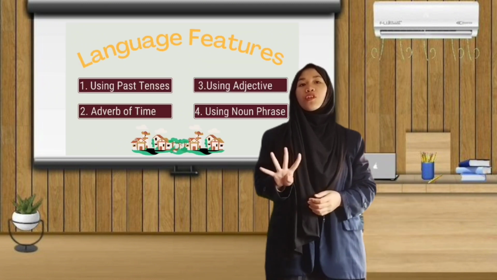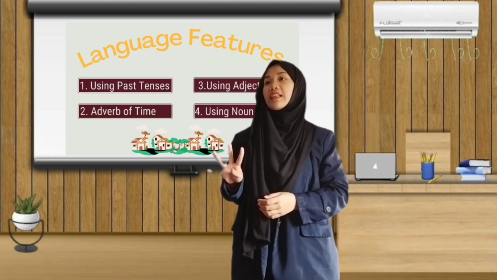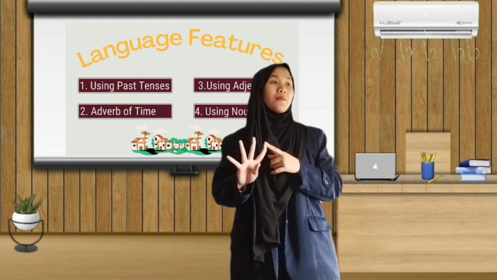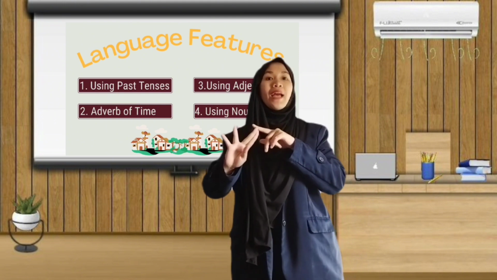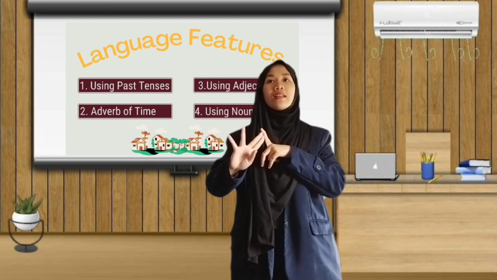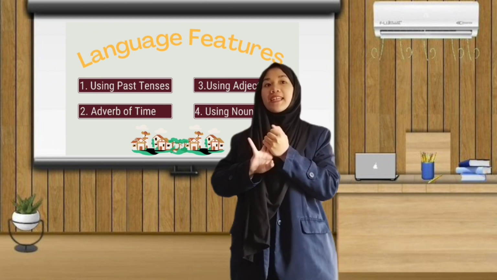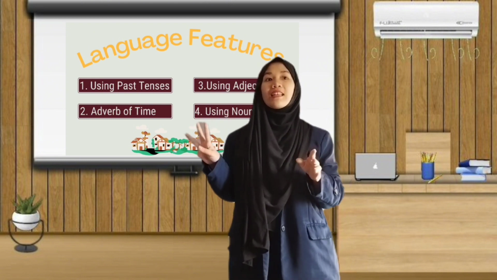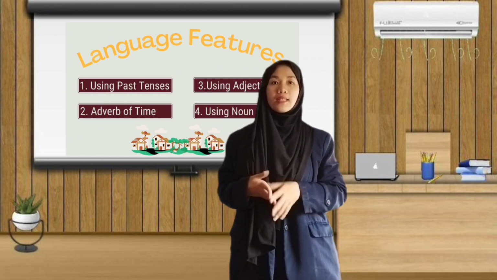Okay, there are four language features we use in the narrative text. First, we use past tense. Second, we have adverbs of time. Third, we use adjectives, and fourth, we use noun phrases in the narrative text.